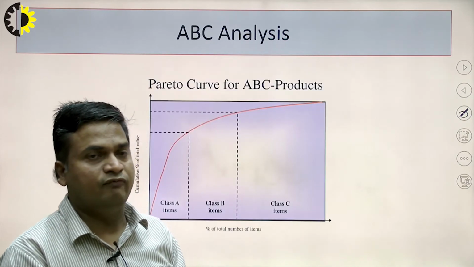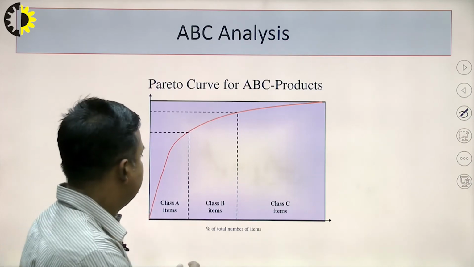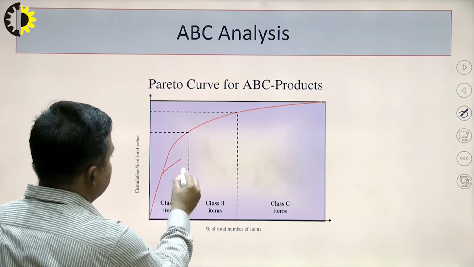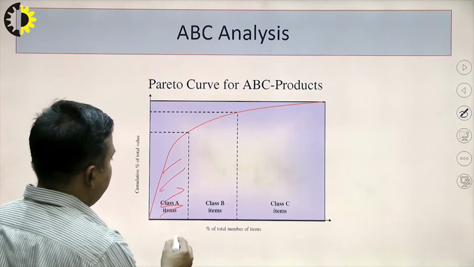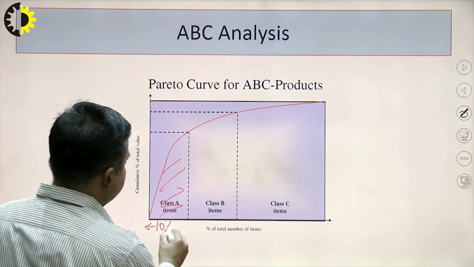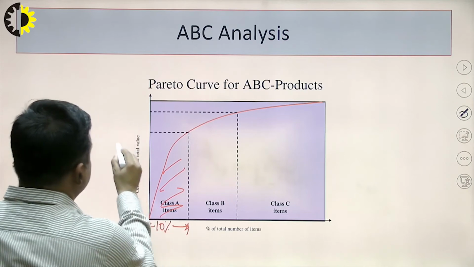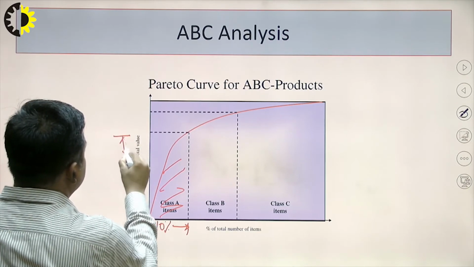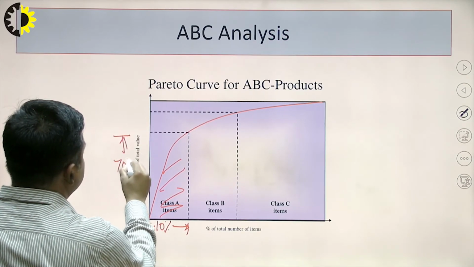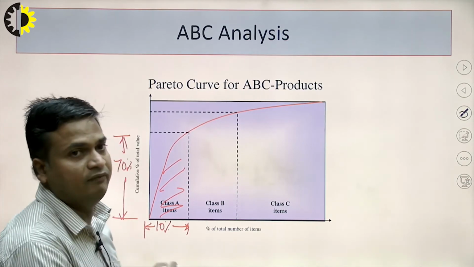This is the Pareto curve for ABC products. From this we can easily see that class A items are only 10% in numbers, but their value is 70% of the value of the total number of items which we are having.